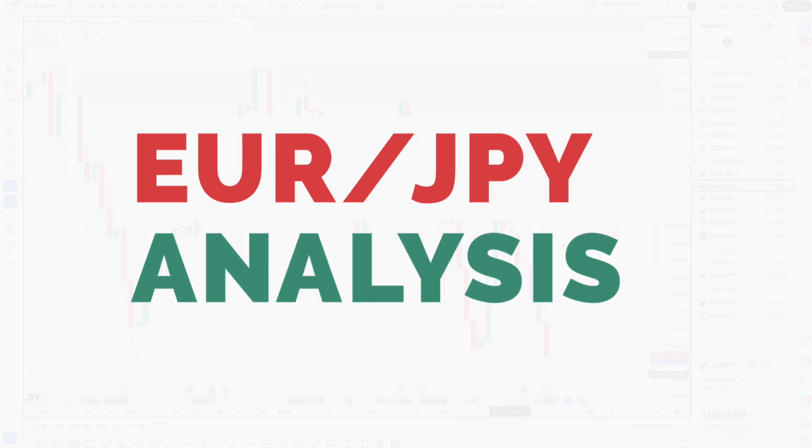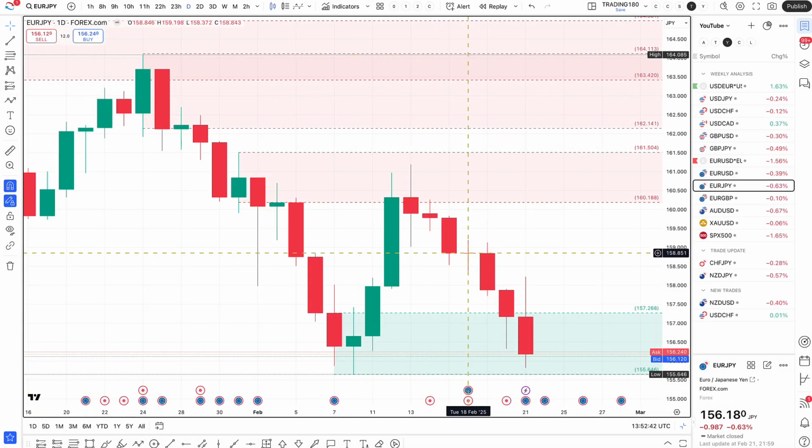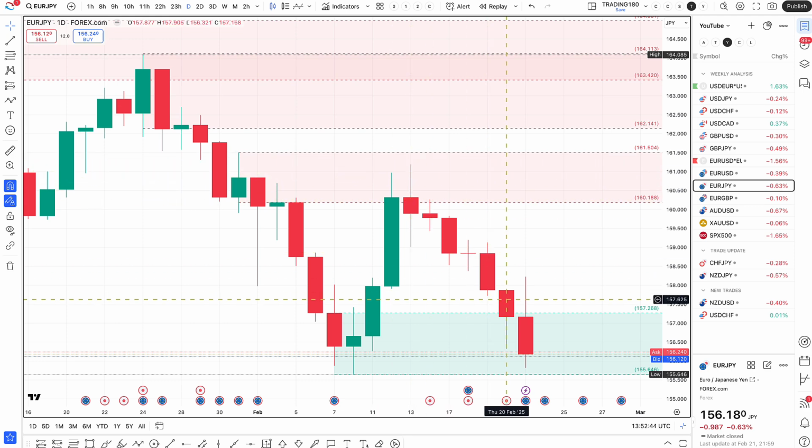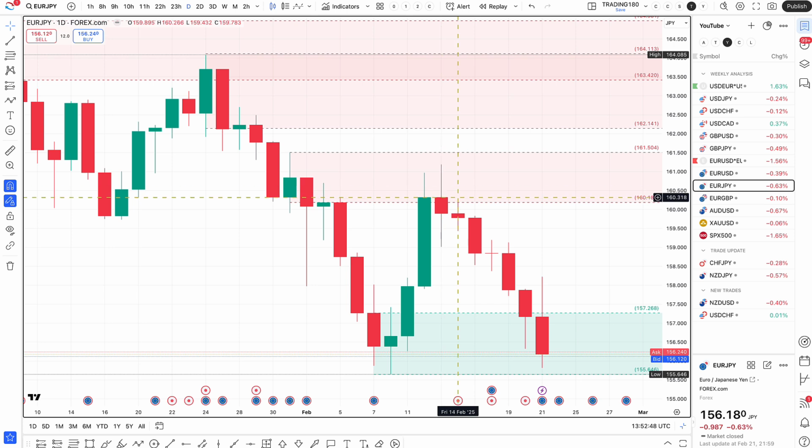Euro yen, a nice trade on this. Several of the guys in the group ended up taking this trade over the last couple of weeks, got in up here and taken some profit down here. So well done to those traders in the group. So yeah, the euro yen really should be a sell.